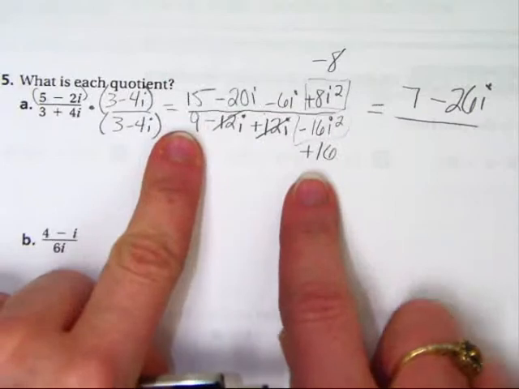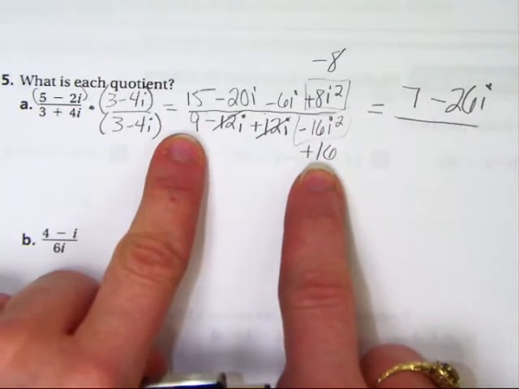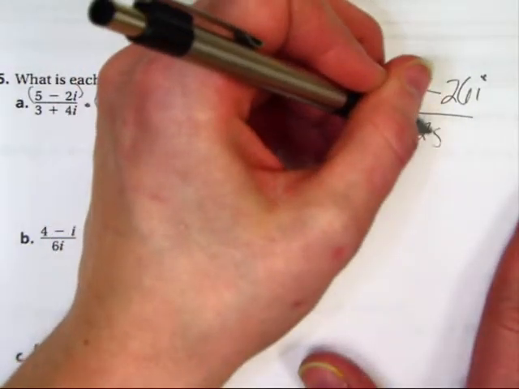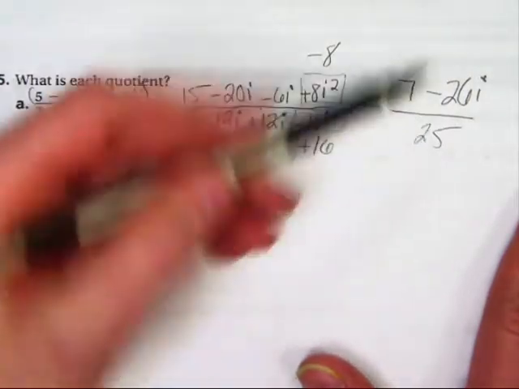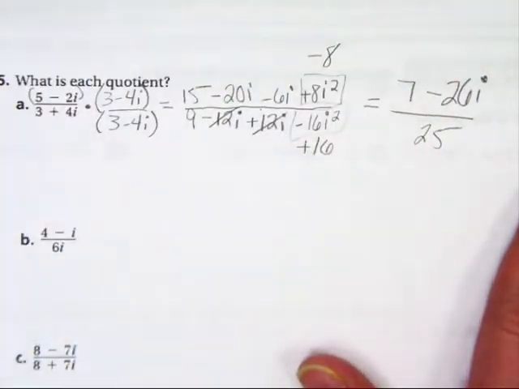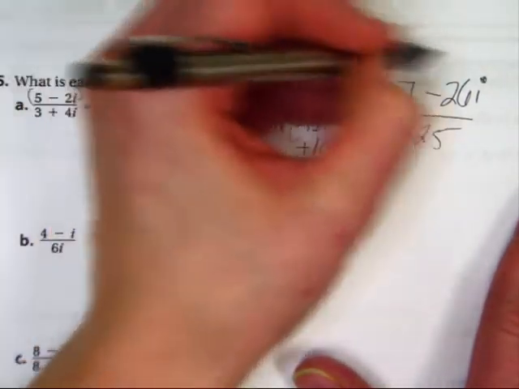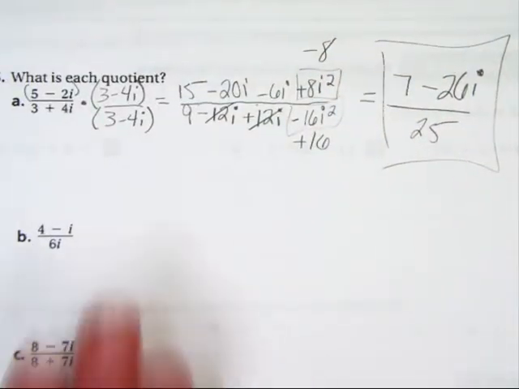All right, on the bottom we have 9 plus 16. 25. That is correct. Now we always need to check and see if anything reduces. Ben, does anything here reduce? No. No, that is correct. This is our final answer. Let's take a look then.